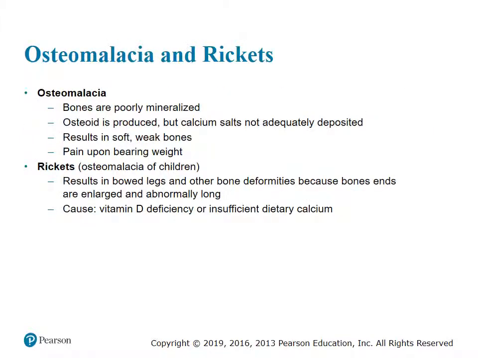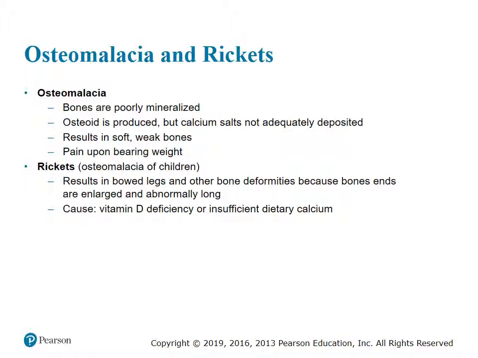This is osteomalacia. This is from bone that's become really poorly mineralized. If you don't have minerals, the bone is not nearly as hard as it should be. Osteoids are produced, right? But the calcium doesn't get deposited, the salts, okay? The minerals don't get deposited correctly. As a result, you have bones that are soft, weak, susceptible to breakage or damage. They will be painful, because if you bear weight on those bones, they're very painful.